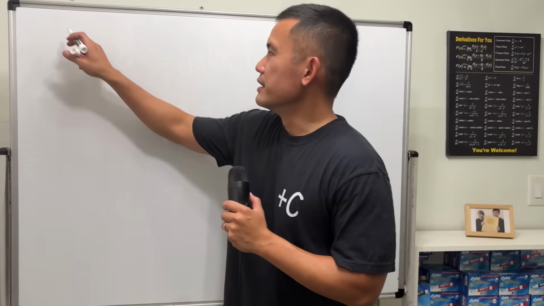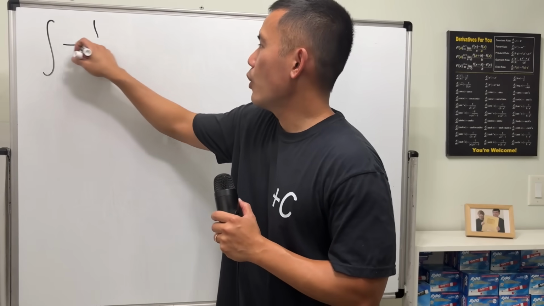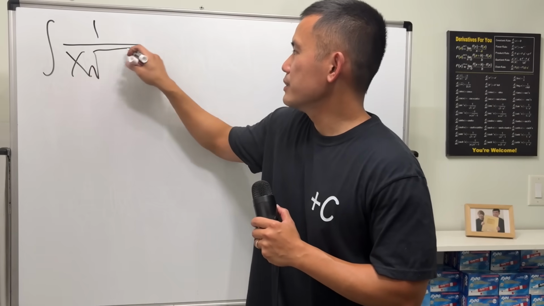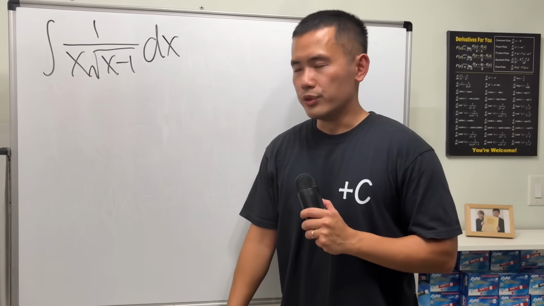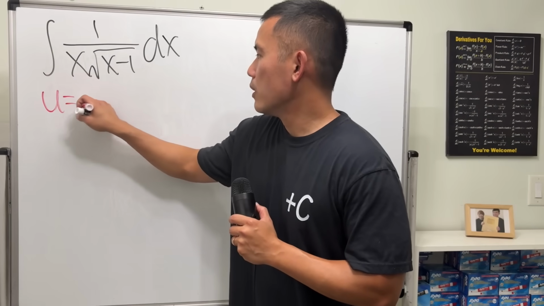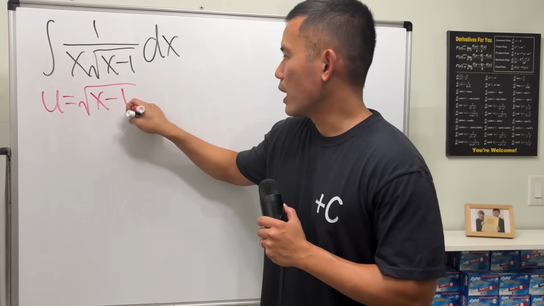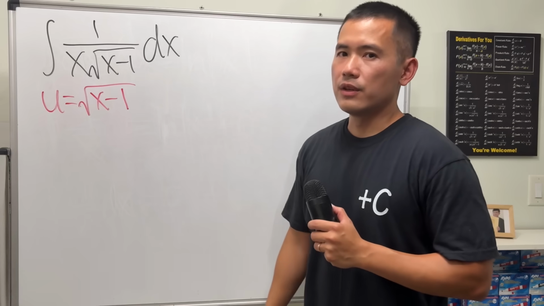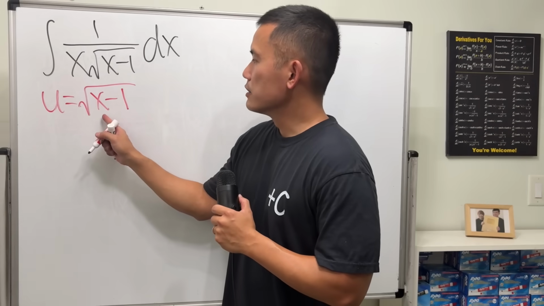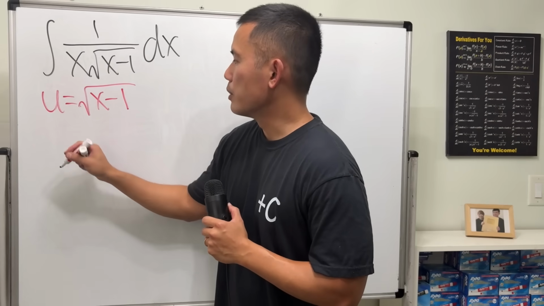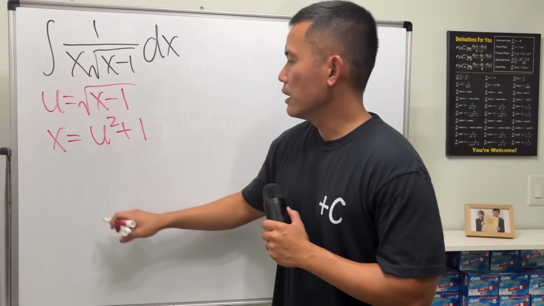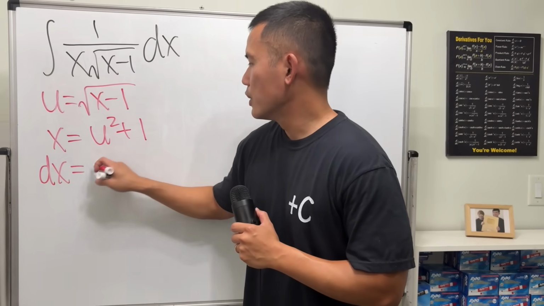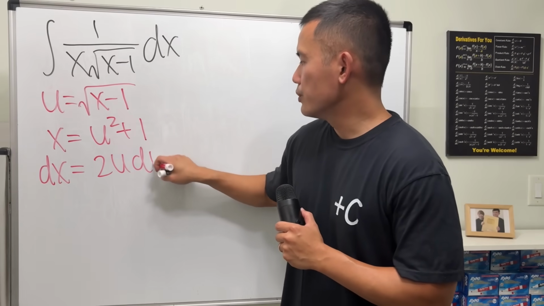Let's say the question is, we want to integrate 1 over x times the square root of x minus 1. First, we'll do u sub. Let u equal square root of x minus 1. And we can isolate x first and then differentiate. So square both sides and add 1 to both sides. x is equal to u squared plus 1. And then differentiate this, we get 2u du.